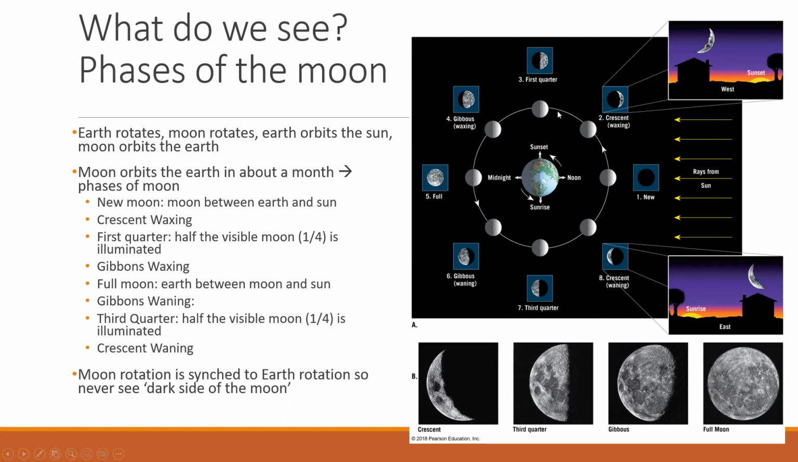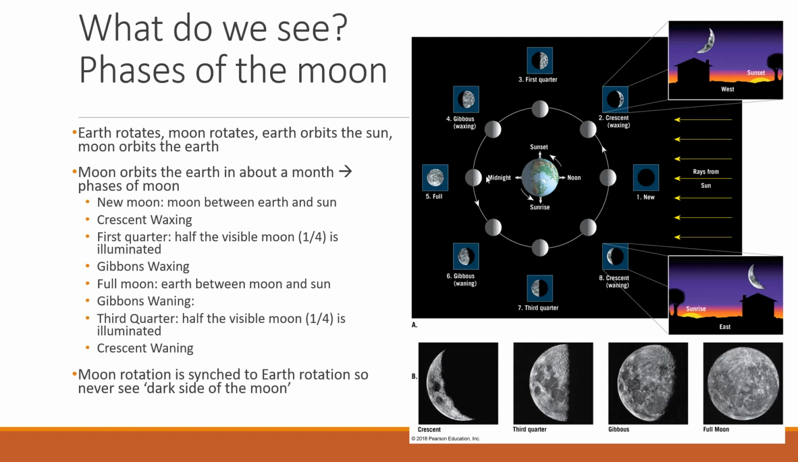Then we continue orbiting, so we're seeing more and more of the moon. Gibbous is when only a crescent is not visible, so it's the opposite of crescent. And again, waxing is as we're getting closer to full. And then when the moon is on the opposite side of the Earth from the sun, that's the full moon. So the full amount of the sun's rays are hitting the moon, and we see all the moon.